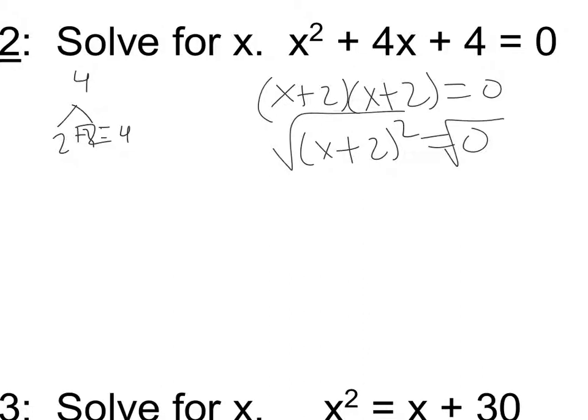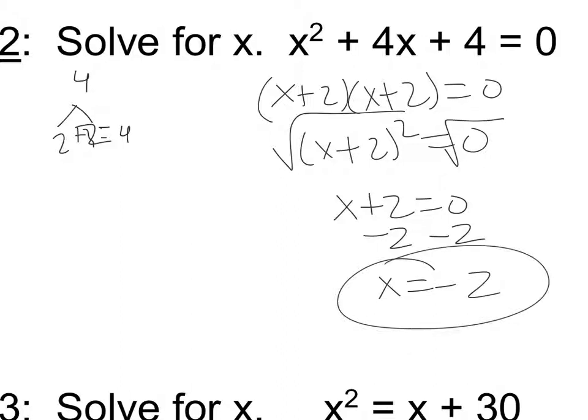Square root both sides, you get x plus 2 equals 0. You don't have to remember the plus or minus because plus or minus 0 is the same. Subtract the 2, x equals negative 2. Let's take a look at another one.